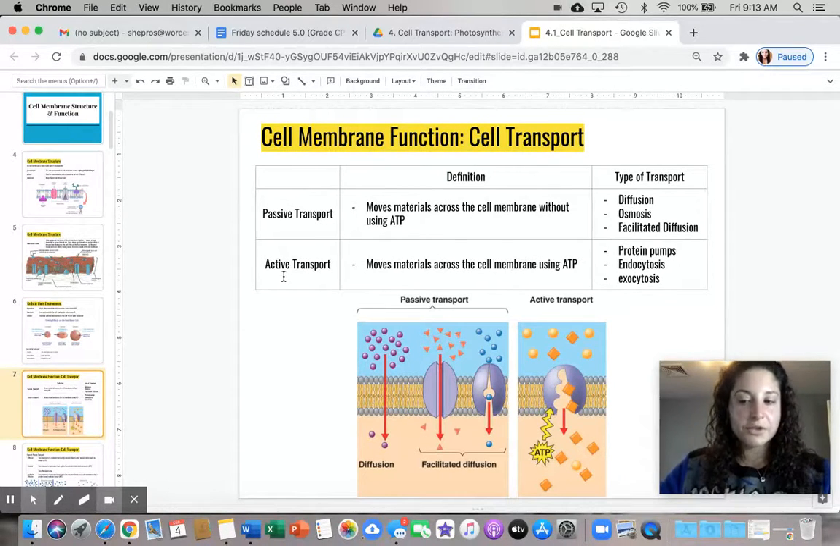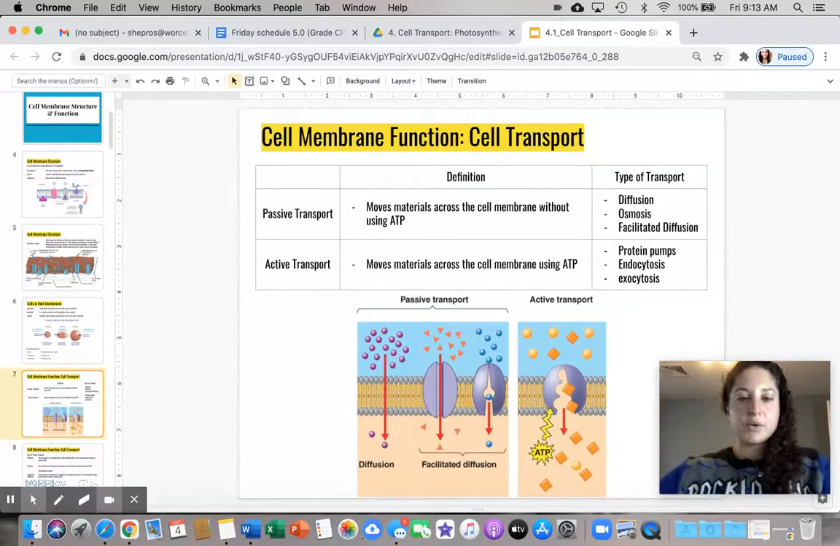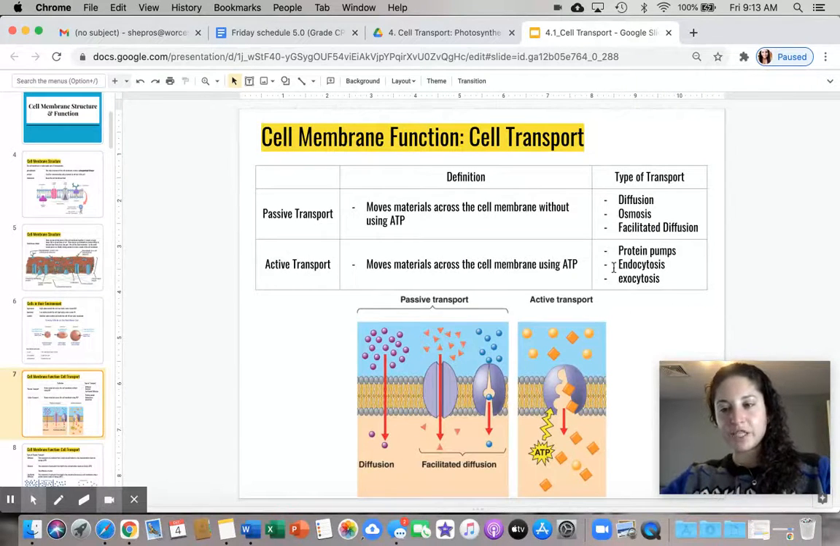The other type of transport is going to be active transport. Similar to when you are active, you're up, you're using energy. Active transport is when you are moving materials across a cell membrane using ATP, so using cellular energy. The types of active transport are protein pumps, endocytosis, and exocytosis. And again, we'll be going into more detail in future slides.